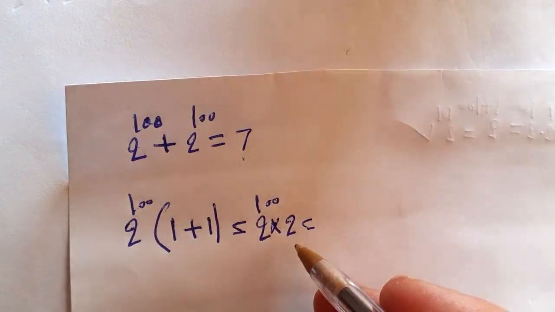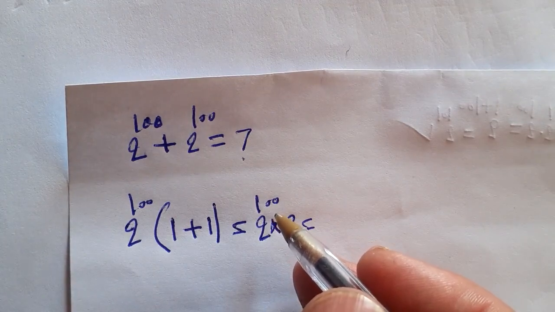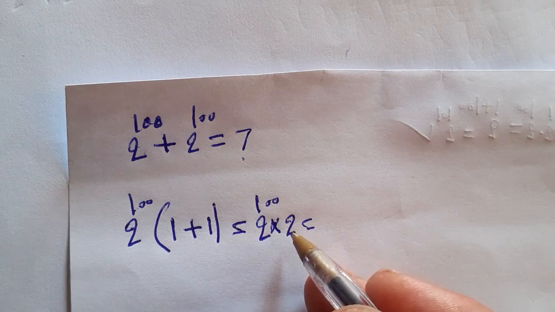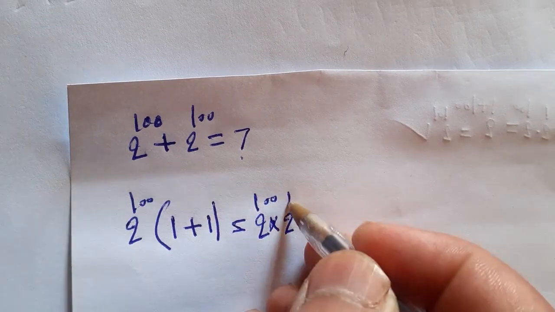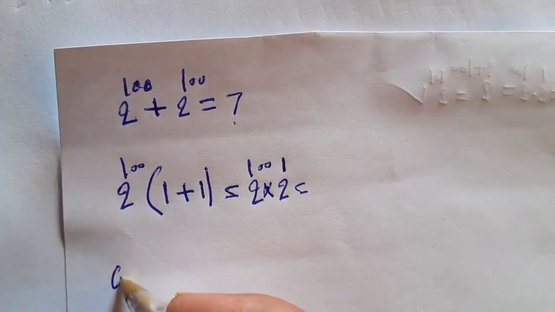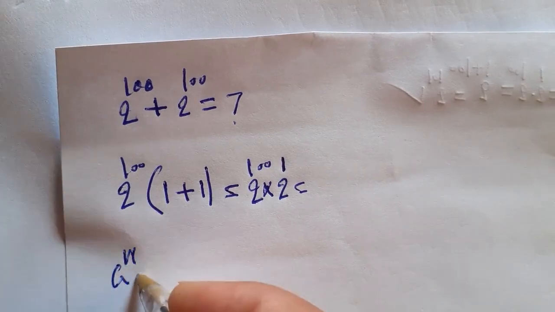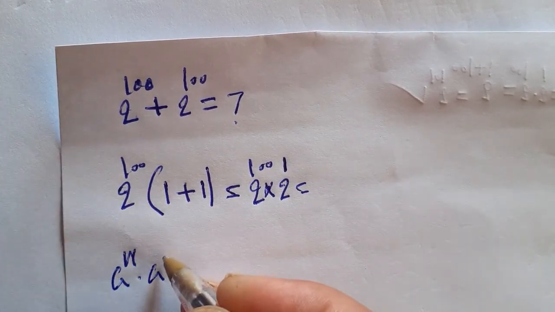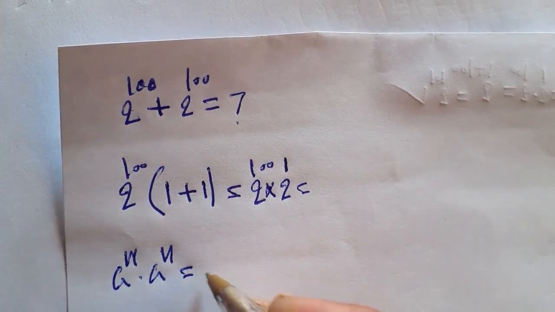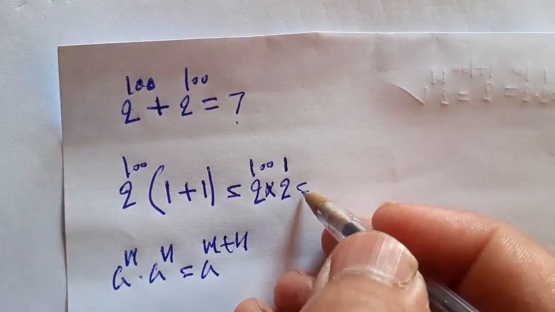Any number without an exponent has an exponent of 1. Now we use this formula. A to the power of m times a to the power of n equals a to the power of m plus n.